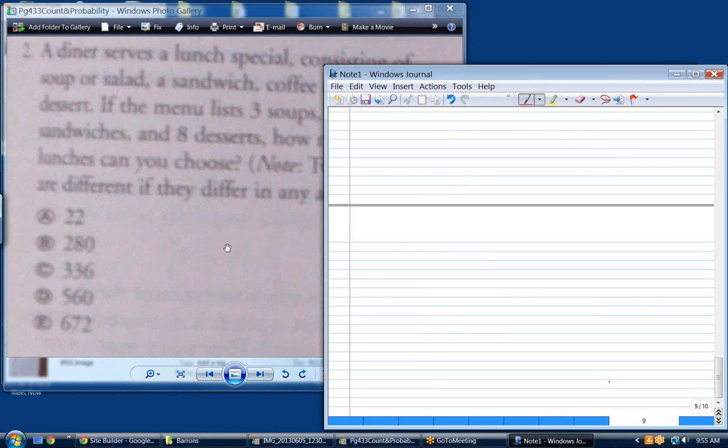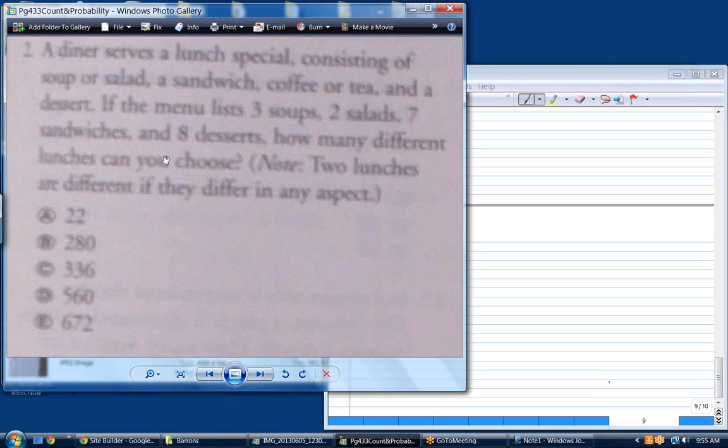I don't think you're going to encounter too many problems where these numbers are so large that you can't list it out. Now, in this case, it was too large to list out all 672 combinations for sure. But the difficult part wasn't handling the 8 desserts, 7 sandwiches. The difficult part was handling the soups and salad combination, because you could only get a soup or salad. So that's the only part we really needed to list out. And then knowing that there's 2 drinks.